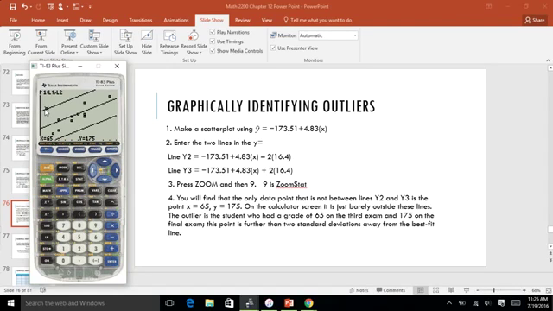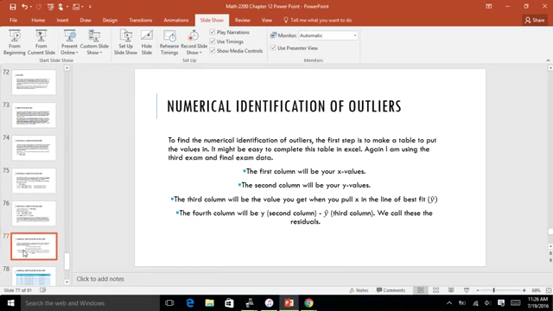So because it's outside the lines, the outlier is the student who got a grade of 65 on the third test and 175 on the final exam. The point is further away than 2 standard deviations from the line of best fit. This is actually a really great way to use the calculator, because here's all the data and you can see it graphically. Okay, so that's one way. There's also a numerical way. You might want to do this in a table in Excel, or you can make a table in your notebook.